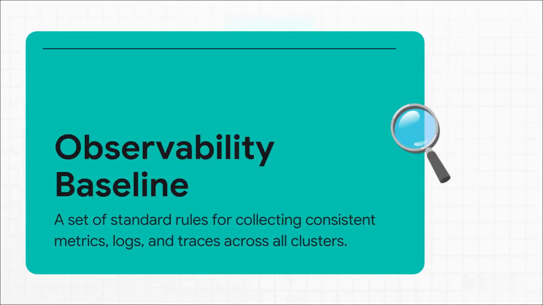Put simply, an observability baseline is just a set of rules that you define. The whole goal is to enforce the collection of consistent data across every single one of your clusters. And the keywords there are standard rules and consistent data. It's all about bringing some serious order to all that chaos.